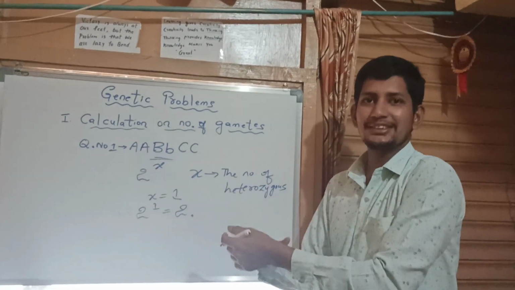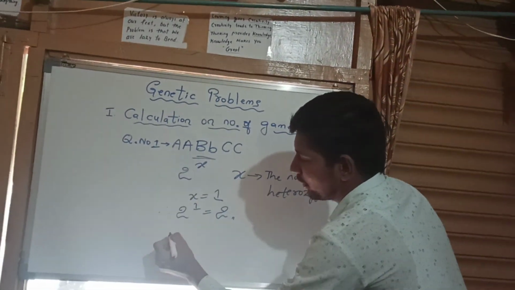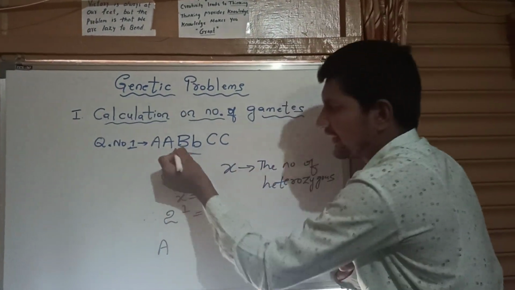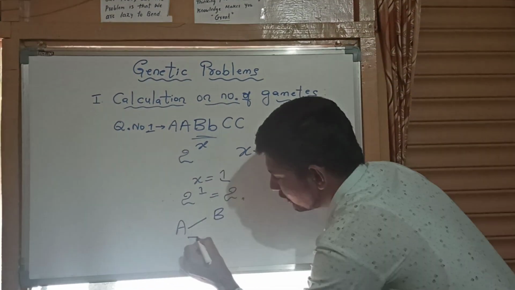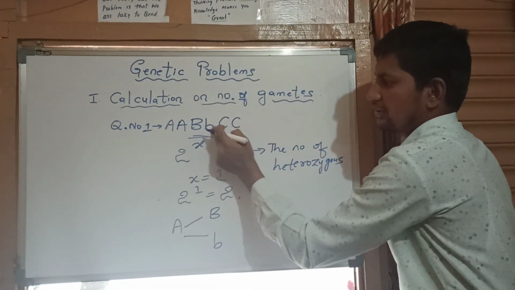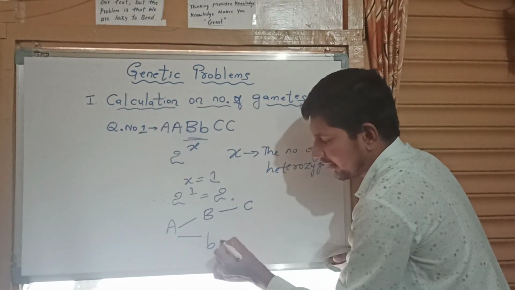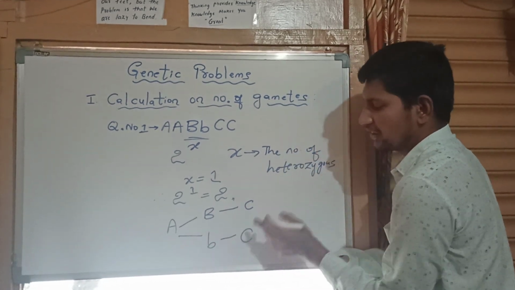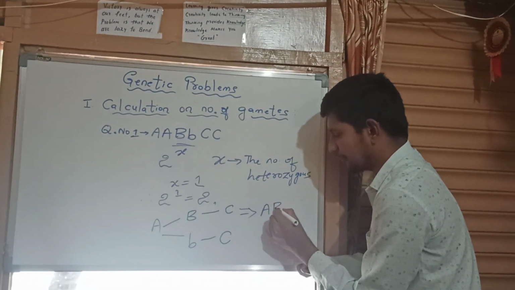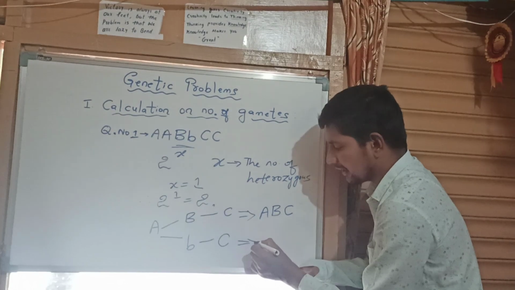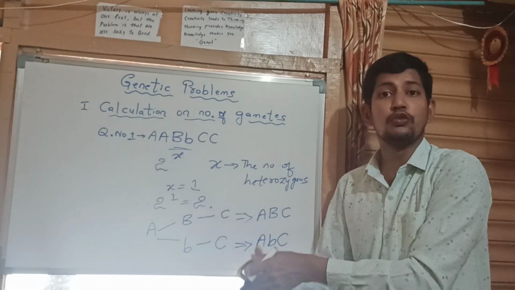Now how? Let us study in detail. I will tell you how exactly this works. See, in the given problem, they have given capital A, a homozygous condition. So there is a probability that it will go with capital B and also with small b, the heterozygous condition. Again, there is a homozygous condition, capital C, and again there is a probability that it will go with this also. So now you can add all these: capital A, capital B, capital C, and another gamete is capital A, small b, capital C. This is called the fork line method.